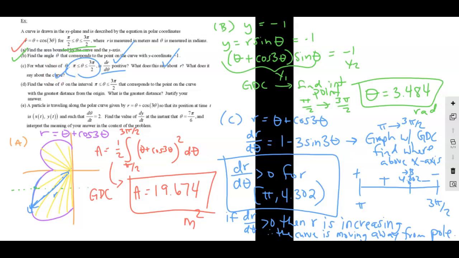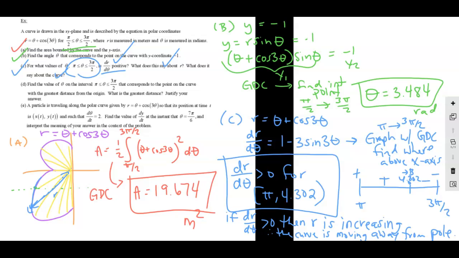Finally, we did the derivative, we graphed it, and we looked to figure out where it was positive. We did the interpretation. That meant r was increasing, which means the distance to the pole was increasing, which means the graph was moving away from the pole. All right, two more parts, and then we're done. I'm so ready to be done.